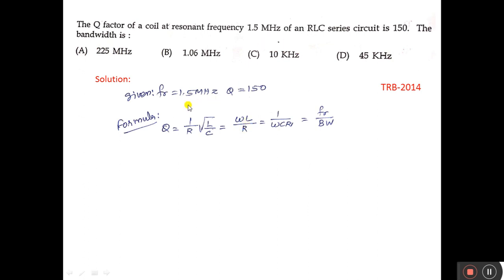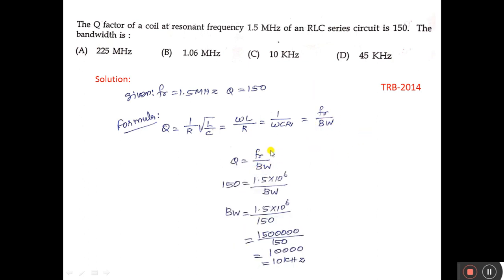Here the resonance frequency and the Q factor are given. There is no RLC value given. So we can directly choose the fourth formula, Q equal to FR by bandwidth. From this we can calculate the bandwidth. Q value given is 150, and resonance frequency 1.5 megahertz. So 1.5 into 10 power 6 divided by the bandwidth. If we calculate, we will get 10,000, that is 10 kilohertz. So option C is the correct one.